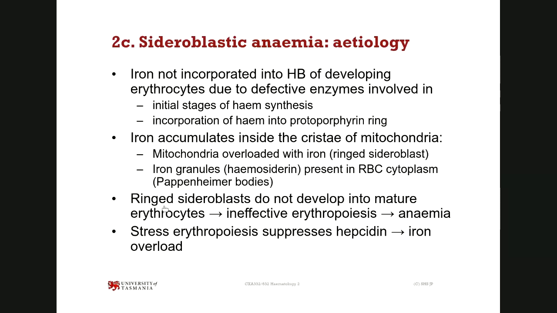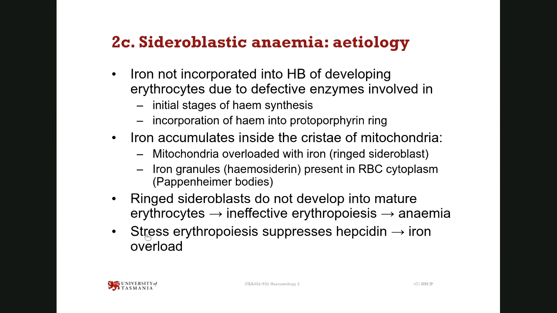And you can see that because the iron is not getting into the protoporphyrin ring, our erythrocytes do not develop, and so we also get ineffective erythropoiesis. So this means that they are phagocytosed before they leave the bone marrow. And so we have a reduced amount of mature red cells being produced, and that gives us an anemia.